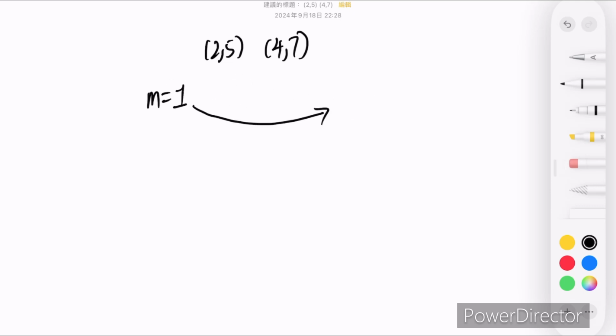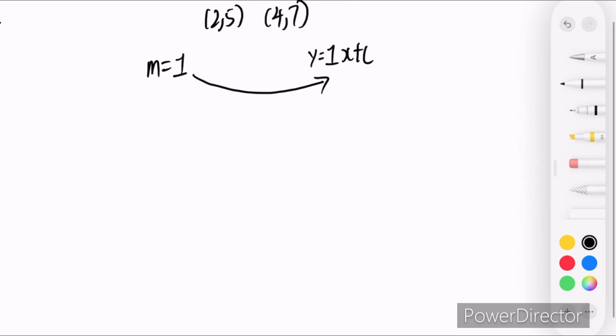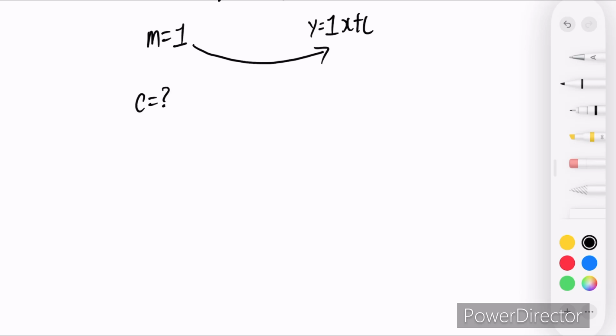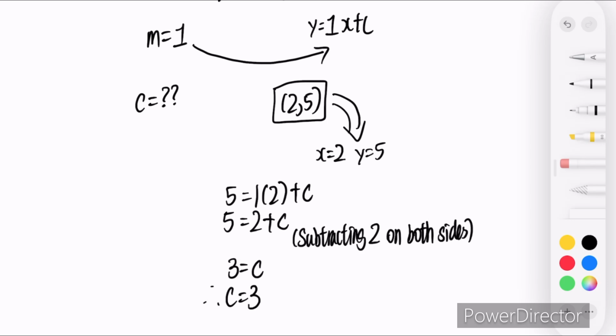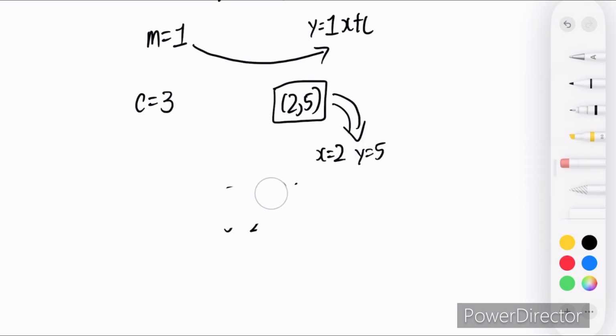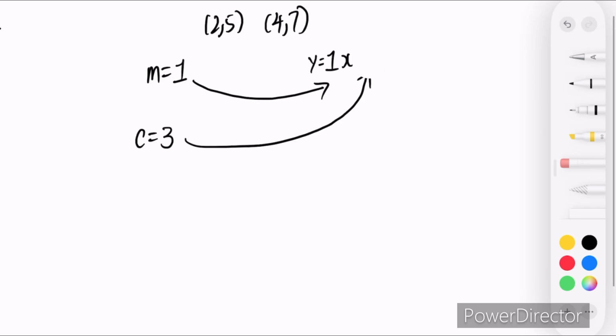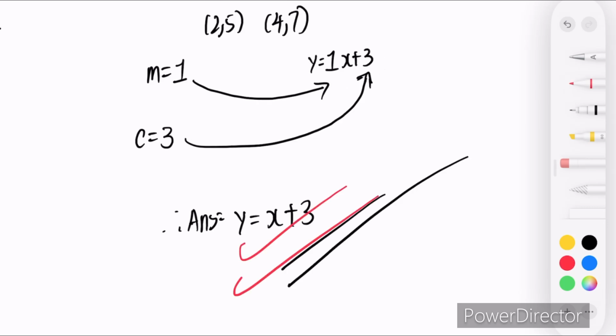Afterwards, we will substitute m equals 1 into our general linear equation, making it y equals 1x plus c. To find c, the y-intercept, we just have to substitute one of our points into the equation we have gotten. Right now, we will take (2, 5), making it 5 equals 1 times 2 plus c. 5 equals 2 plus c, we arrange it so we get 5 minus 2 equals 3. Finally, substituting c equals 3 into the equation we have gotten, the answer is y equals x plus 3. And this is the general question you will see in a test.